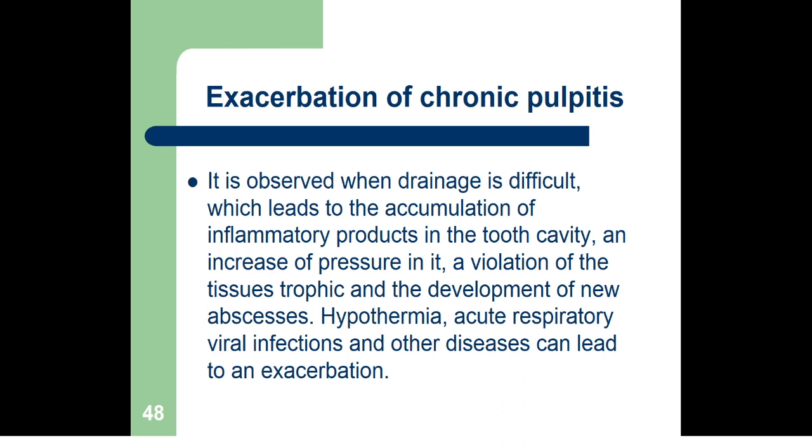Just a few words about exacerbation of chronic pulpitis. It is observed when drainage is difficult, which leads to the accumulation of inflammatory products in the tooth cavity and increase of pressure in it. Impairment of tissue trophism and the development of new abscesses. Hyperthermia, acute respiratory viral infections, and other diseases can lead to an exacerbation.